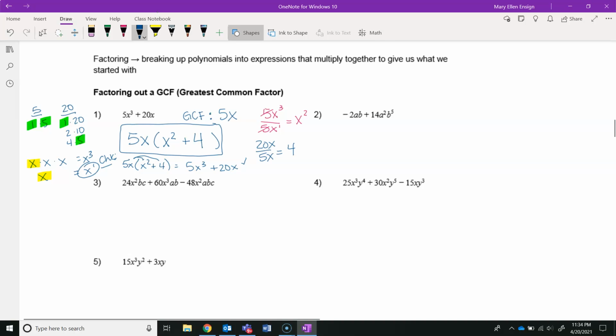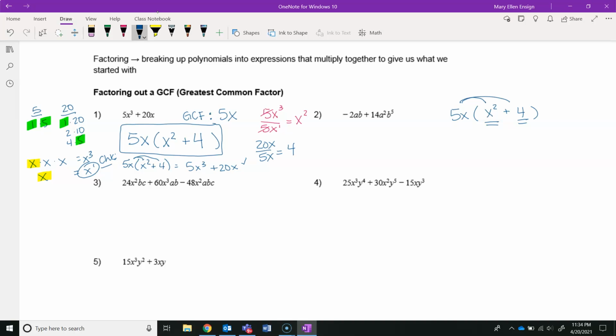So sometimes I like to think, let me just write over here, if I had my GCF, okay, 5x times what would give me 5x cubed? Well, I don't need anything for the 5, but I need the x squared. And then I might think, okay, 5x times what gives me 20x?